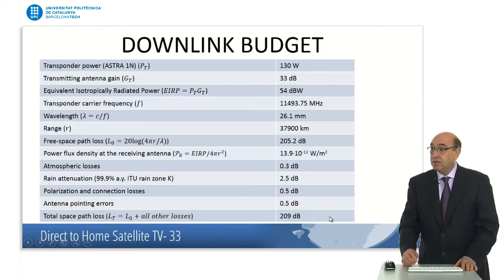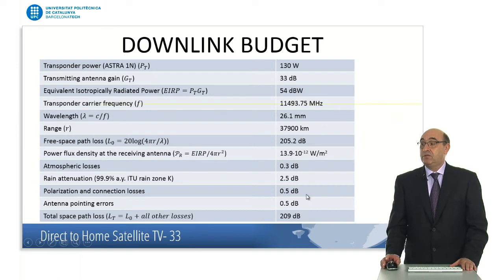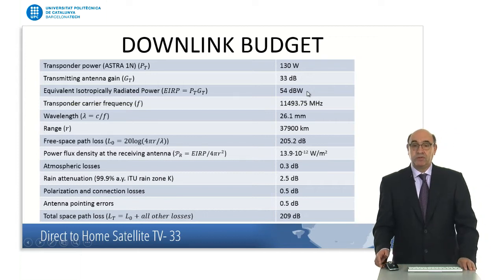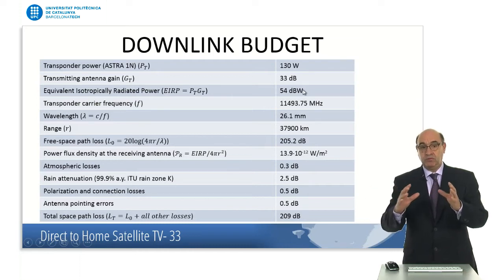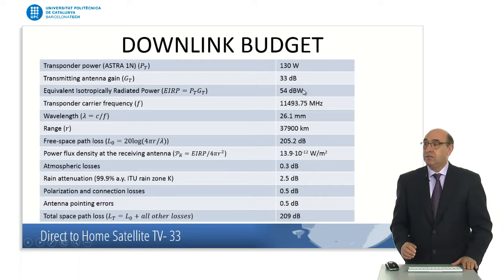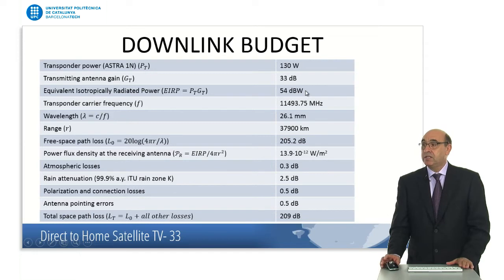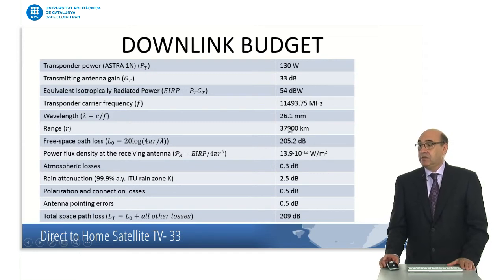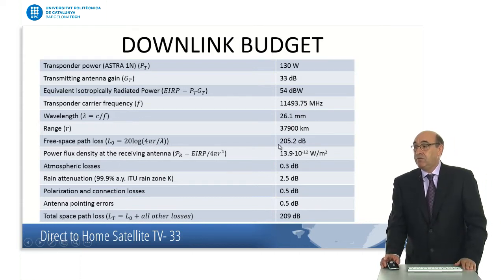Now, with this, we can work the downlink budget from the satellite to the receiver. We start with the power of the transponder and the gain of the antenna on board the satellite, and this is the basic data. Let's assume it's 54 dBW. Could be a little bit different depending on where you are, if you are in the center of the beam or you are close to the edge of the antenna beam. But let's take a typical value, which is the reasonable one for this case. This is the frequency, this is the range, the distance from Barcelona to the satellite, and this is the free space path loss.